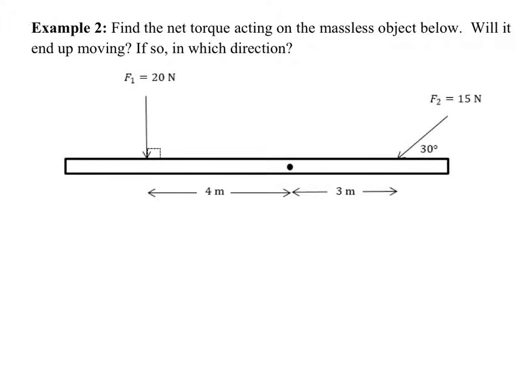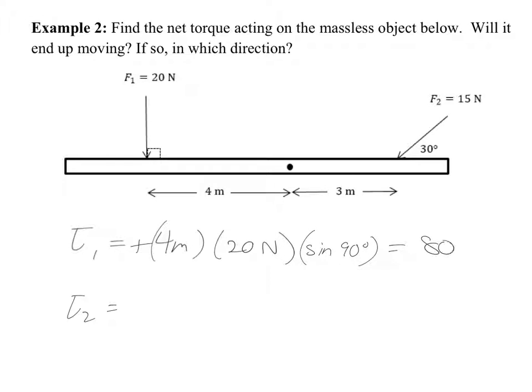So the first force is going to produce a torque we'll call tau 1. And that force is at a distance of 4 meters, right? 4 meters from the actual fulcrum. We know that the force applied is 20 newtons. Since this alone would cause it to rotate counterclockwise, we consider this to be a positive torque. The second, well, I don't have to put an angle because it's 90, but I'll put it anyway. Okay, so that will give me a positive 80.